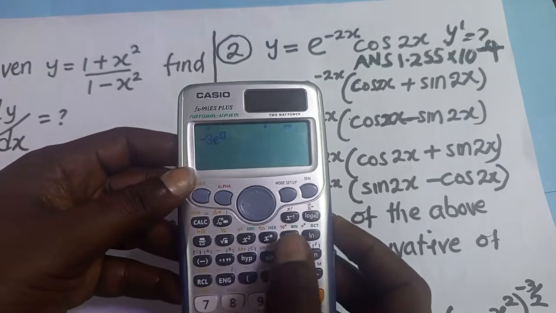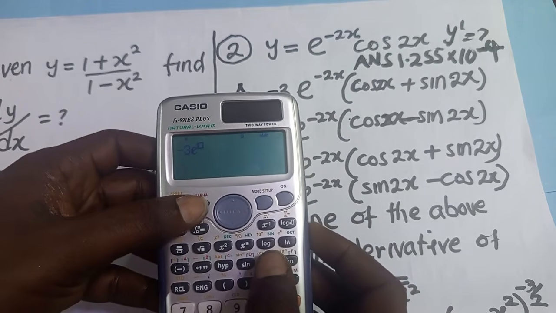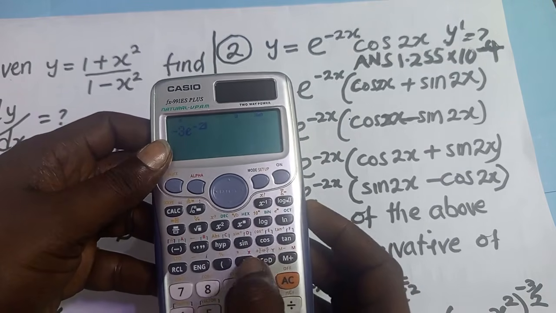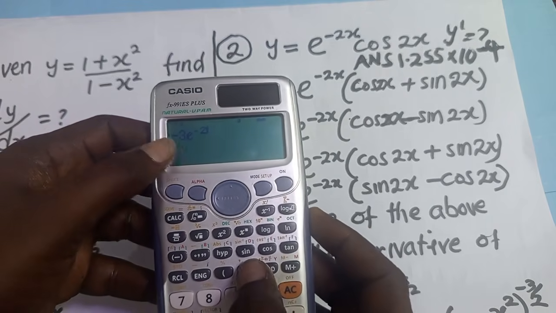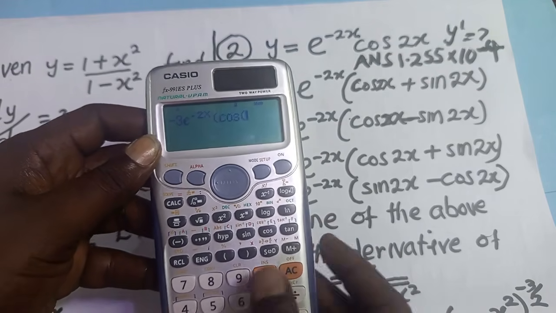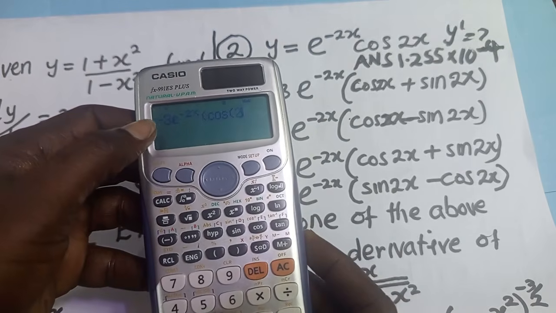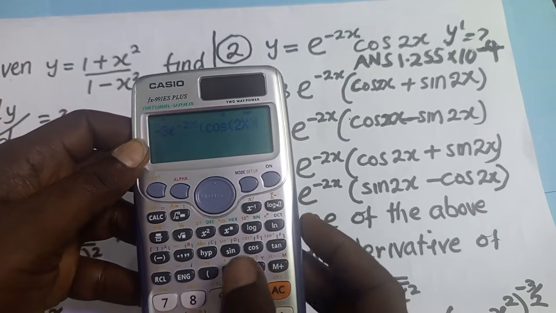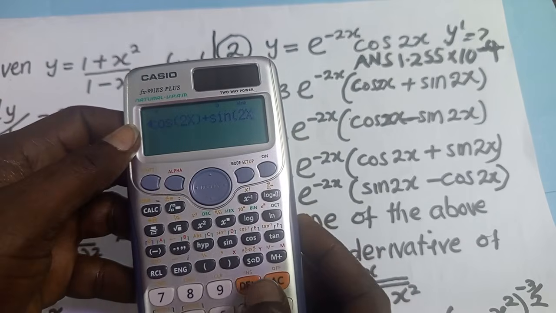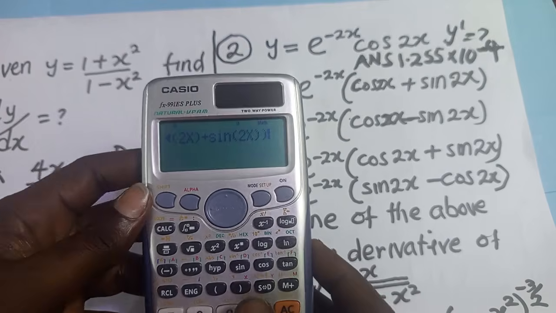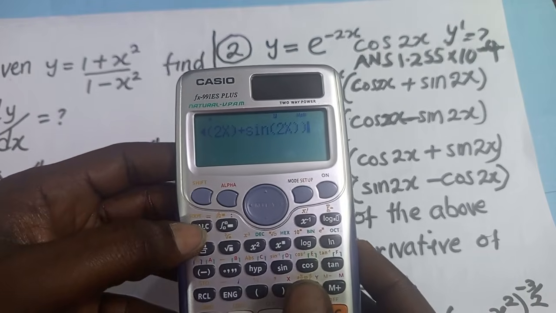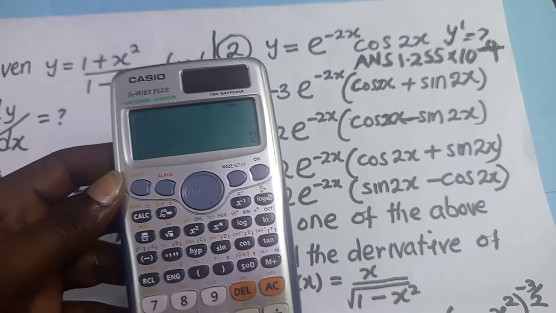Shift, press E. Then raised by what? Minus 2 alpha x, I mean alpha, close it. Then open it back, then cos 2x, close it back, plus sine 2x. Then close the bracket. Now I haven't typed the value. Let's do what they call ascertain. Let us press calc so that you can give it a value.